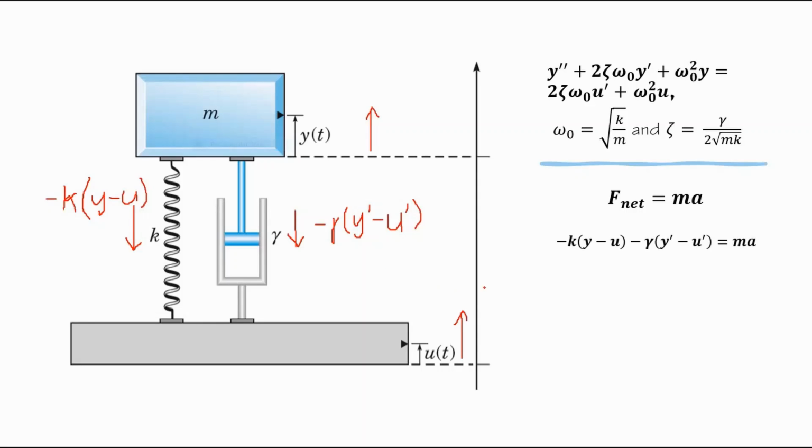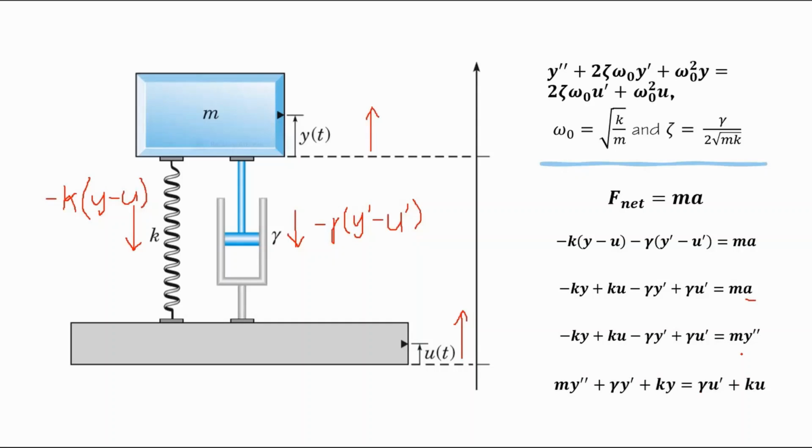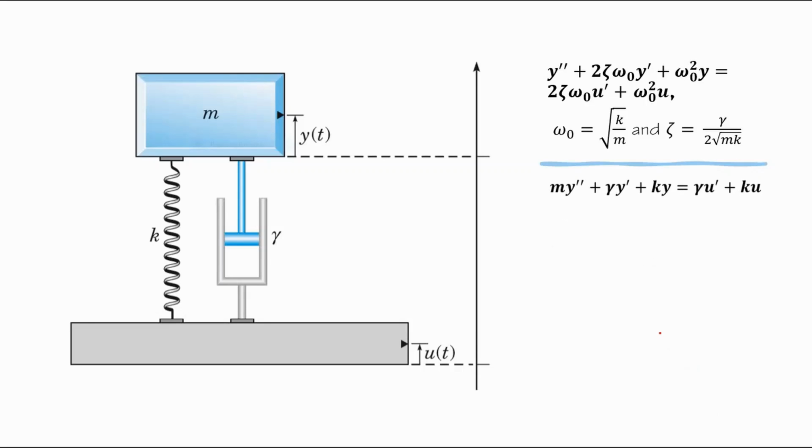So therefore, this is the equation. The net force is negative k times y minus u, minus gamma times y prime minus u prime, is equal to ma. And distribute, and a can also be denoted as the second derivative of displacement, since a is acceleration. So a is also y double prime. So substituting and then arranging the order, we have this equation. So next, we will divide all terms by m. So we'll have this equation right here where all terms are divided by m.